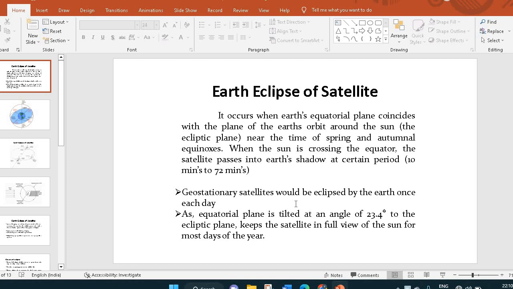Geostationary satellites would be eclipsed by the Earth once each day, as equatorial plane is tilted at an angle of 23.4 degree to the ecliptic plane, which keeps the satellite in full view of the Sun for most days of the year.